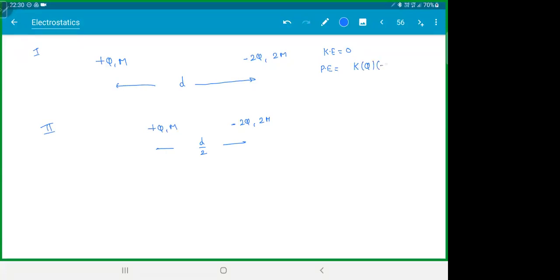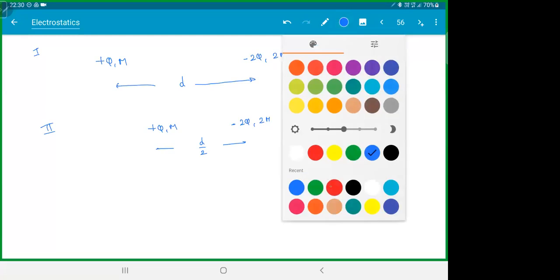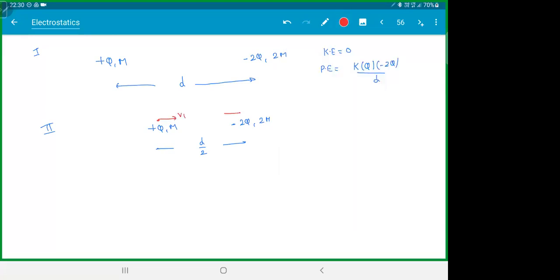See, plus Q, m, minus 2Q, 2m. This is your initial state, okay? And they're very far. Not so very far. This is distance d. Now, when they come closer, Q and m, and this will be minus 2Q, 2m, distance became d by 2. State 1, what is the kinetic energy? 0. What is the potential energy? Neglect gravity. So kq into minus 2q by d. What about the velocities? This will have velocity v1, this will have velocity v2.